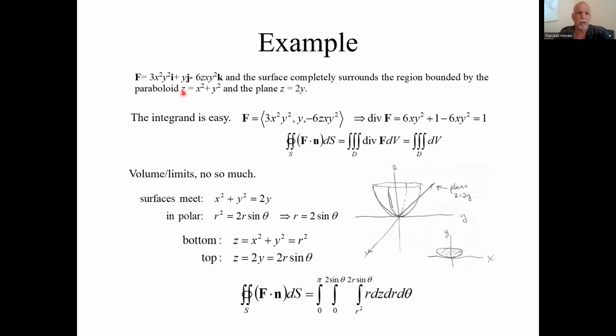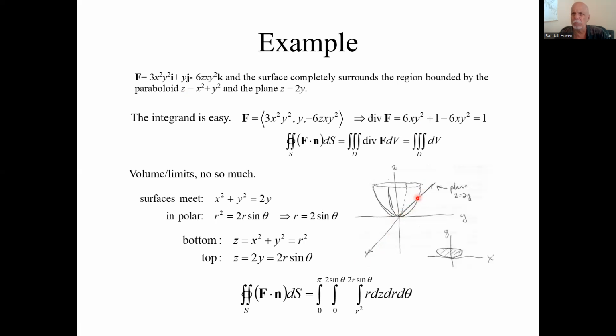Let's see what we've got here. This surface, z equals x squared plus y squared, is an upward opening paraboloid. This surface, z equals 2y, is a plane. It's not totally drawn here. If you could just see it looking into the YZ plane, it would just be this line. It actually goes all along the x-axis. That plane slices through the paraboloid.